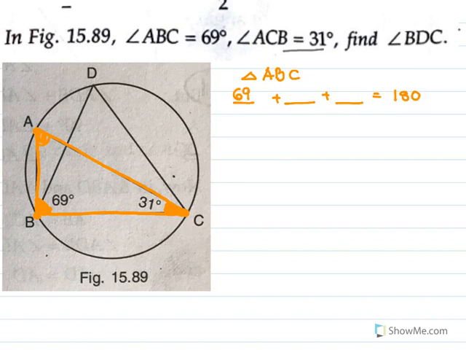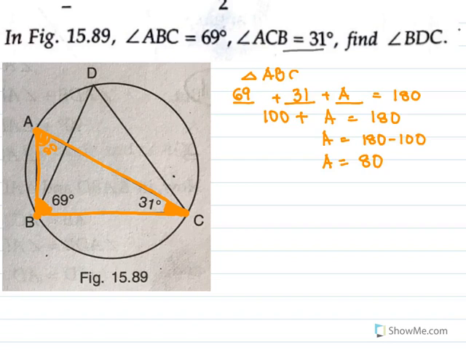So that is 69 plus C plus A, which is not given to us. Of course, the C given to us is 31, equal to 180. So now when you add this up, you get 100 plus A equal to 180. So your A will be 180 minus 100. So A will be 80. So this is 80.